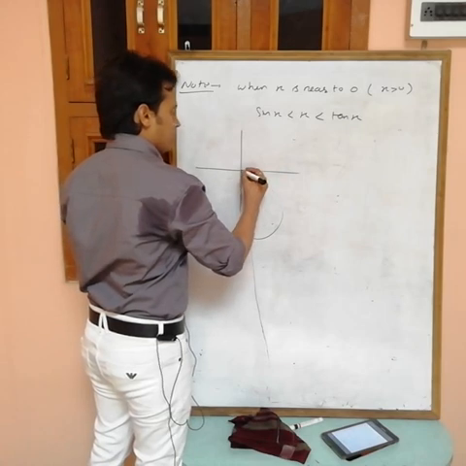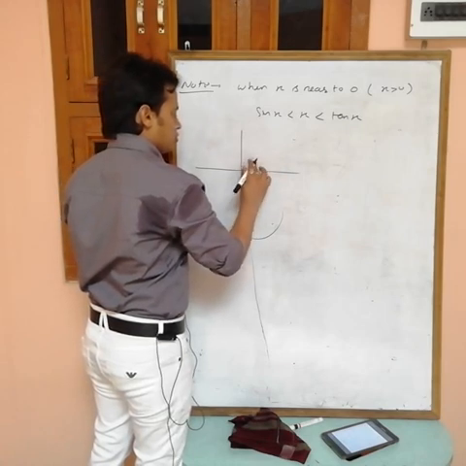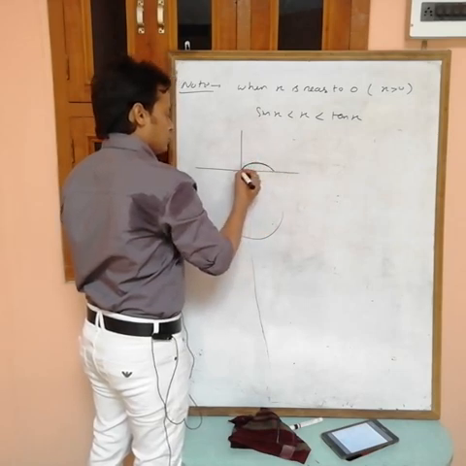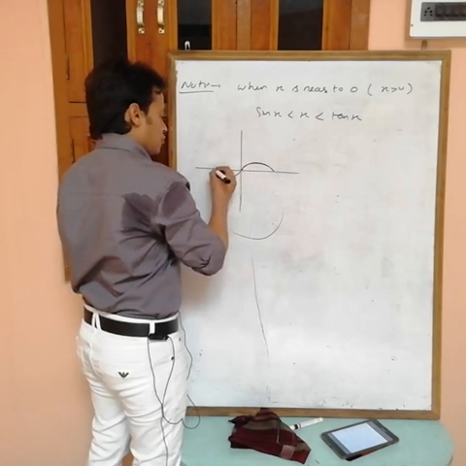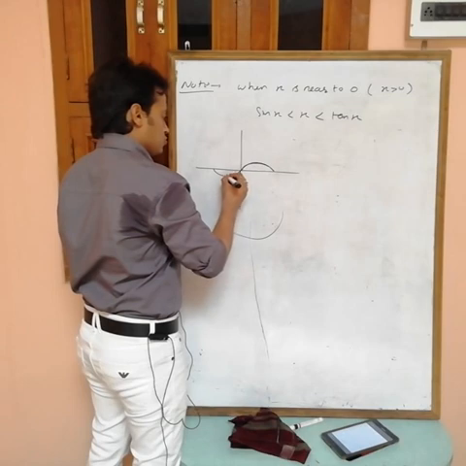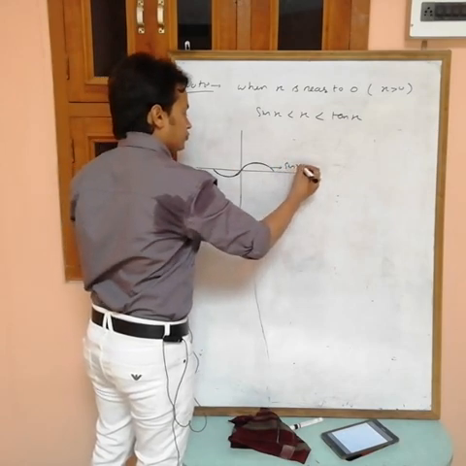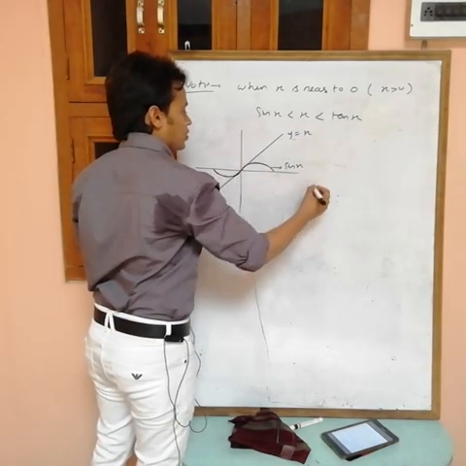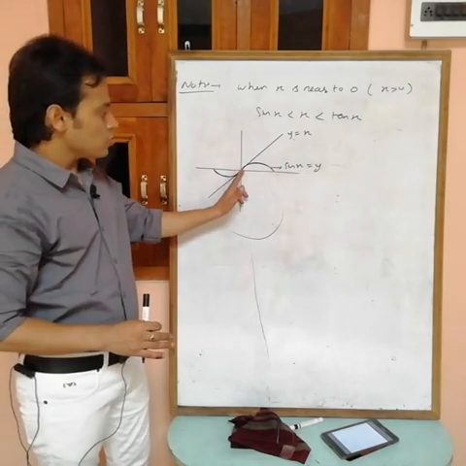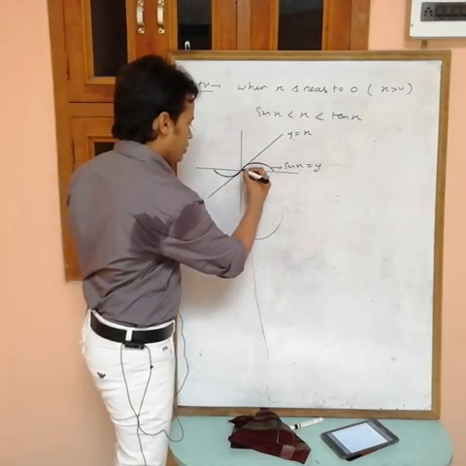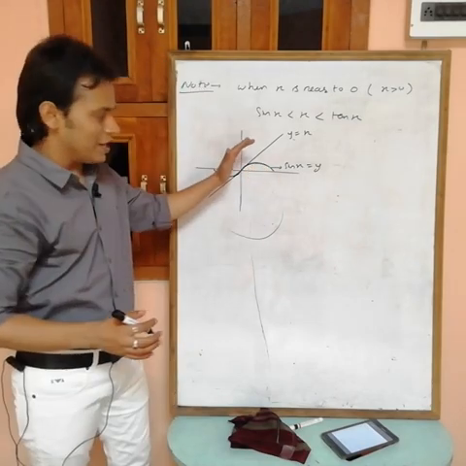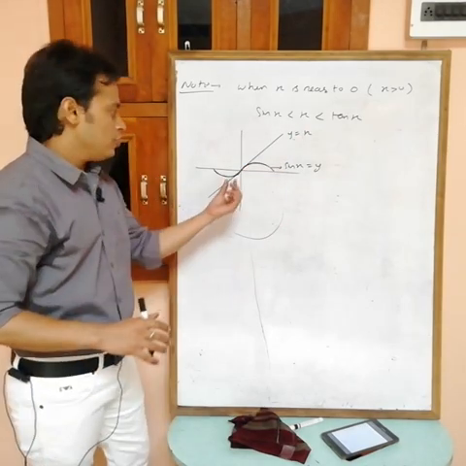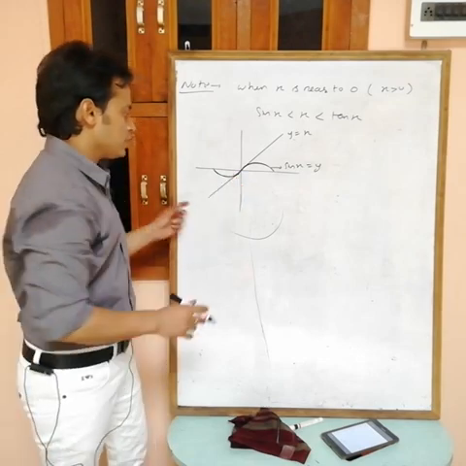This is the graph of y equals sin x. This is the graph of y equals x. Sin x always lies below. Here I am crossing, but actually not. Sin x always lies below this line y equals x. Sin x is always less than x for positive values. For negative, sin x is greater.